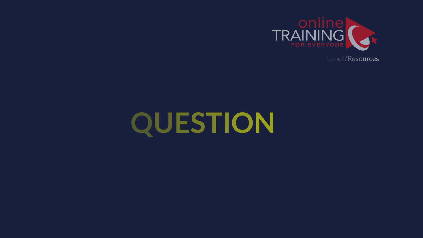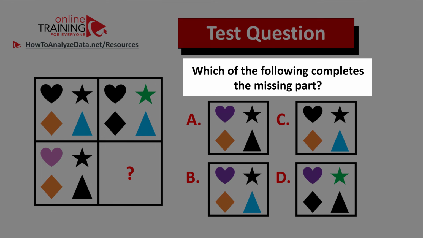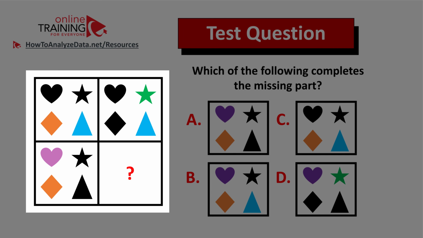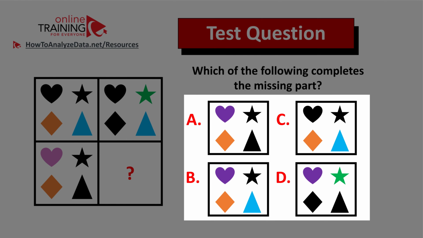Let me share with you a tricky question which tests your reasoning, analytical, as well as visualization skills. Which of the following completes the missing part? You're presented with a 2 by 2 box. One of the squares in the big box is missing, and you have 4 different choices to choose from: A, B, C, and D.